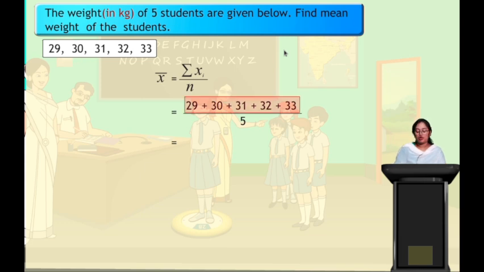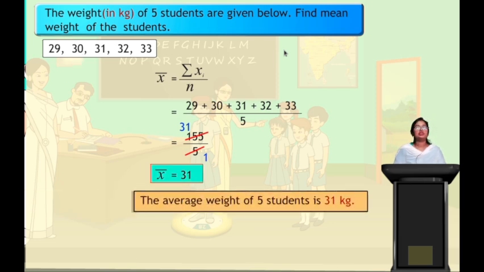Yes, the sum of these numbers is 155. So when we divide 155 by 5, we'll get 31 as the answer. So as you can see here, 5 ones are 5 and 5 31s are 155. So the mean weight of 5 students here is 31 kg. So the average weight of 5 students is 31 kg.